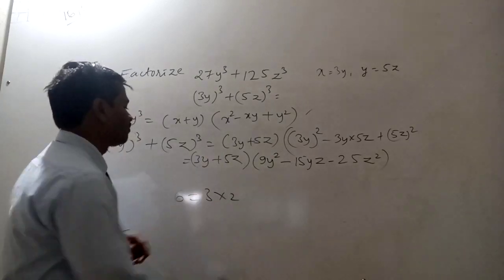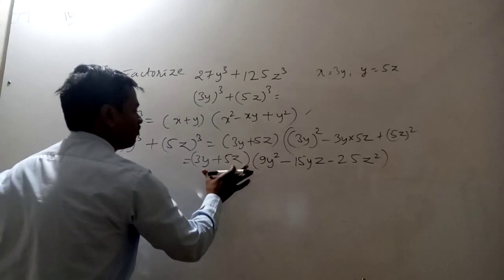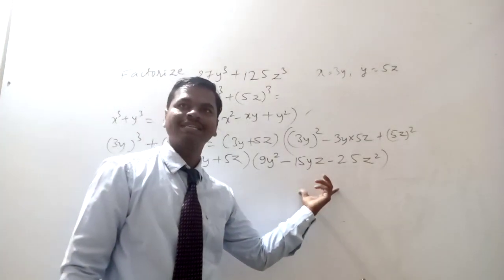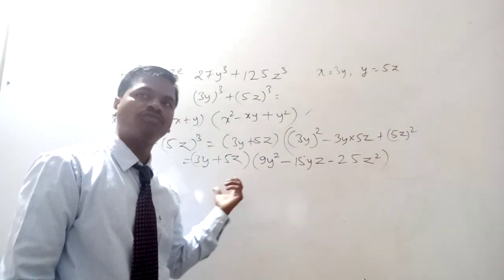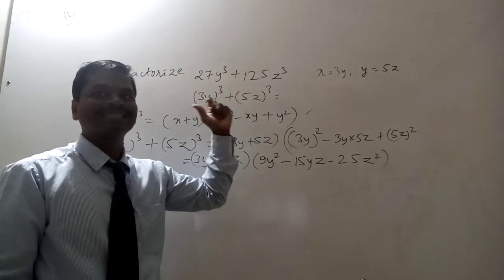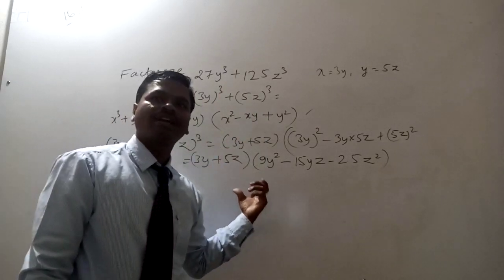In the same way, one polynomial is here. We should write this polynomial in the form of a into b, first bracket into second bracket. These are the two factors of the given polynomial. Factorization means we are using this formula and writing in the factor form.